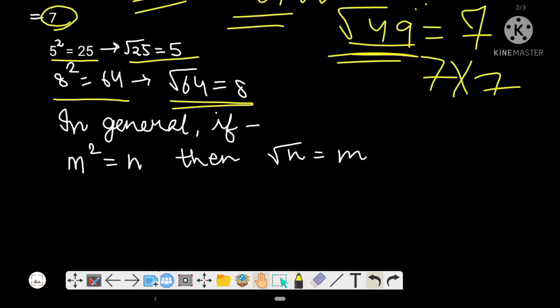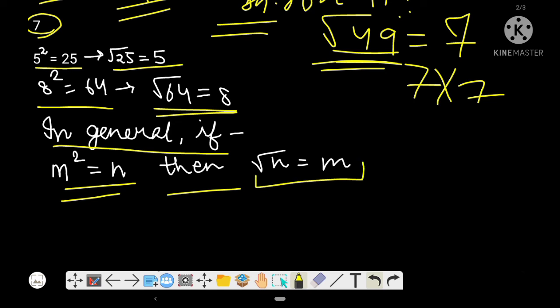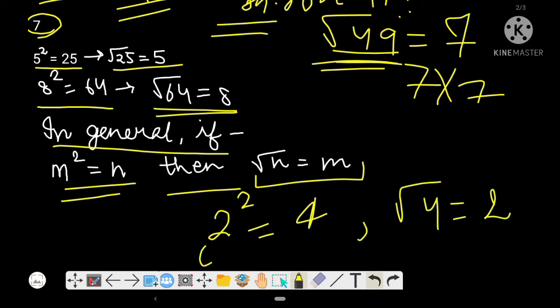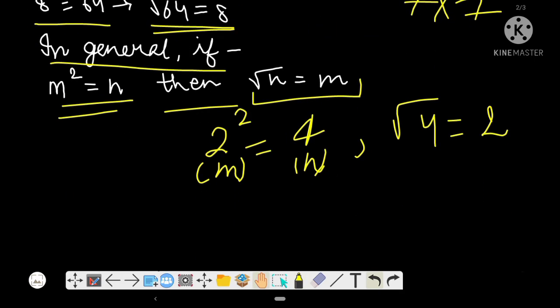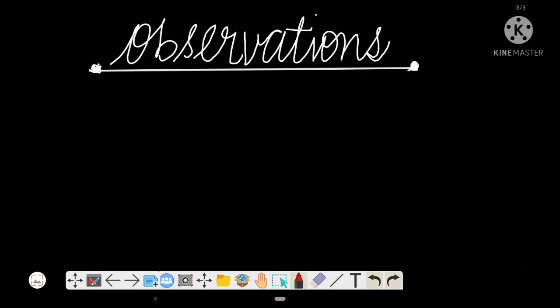So by the above things we knew that in general, if m square is n, then n under root is equal to m, right? For example, 2 square is 4, so 4 under root is equal to 2, considering 2 as m and 4 as n. So it is clear that m square is equal to n, and when n is under root, then n under root is equal to m. Hence, by the following things, we observe that the square root of a given natural number n is the natural number m whose square is n.